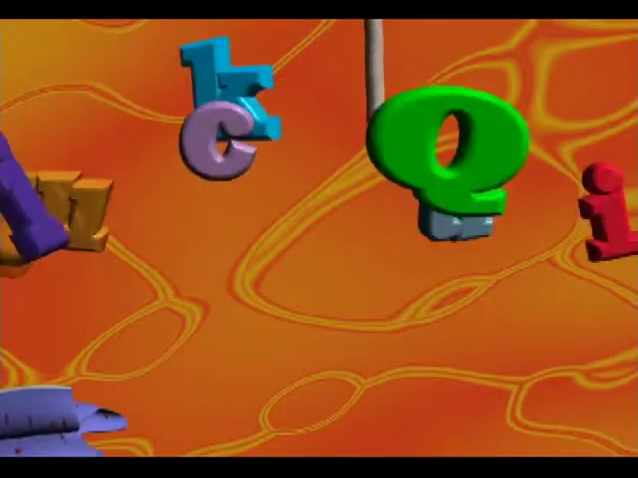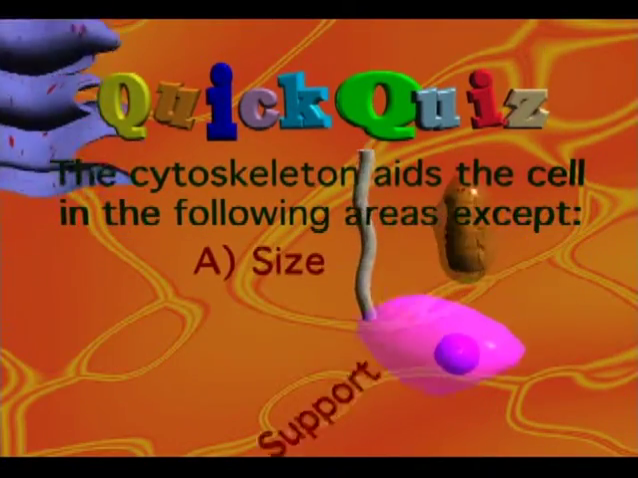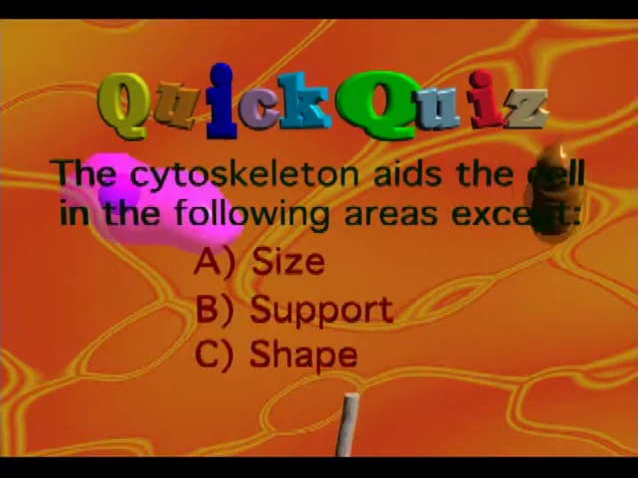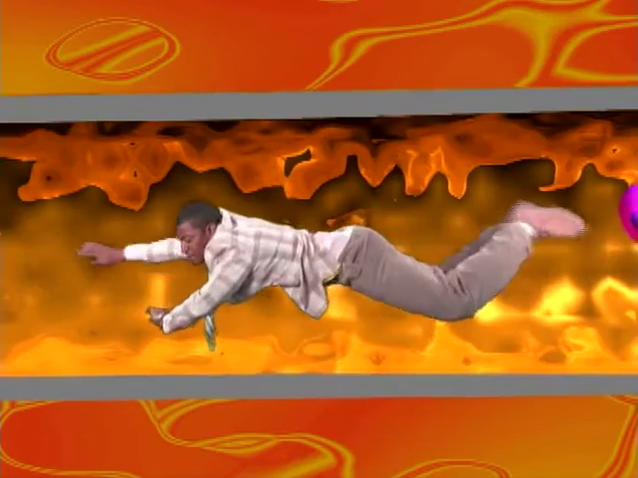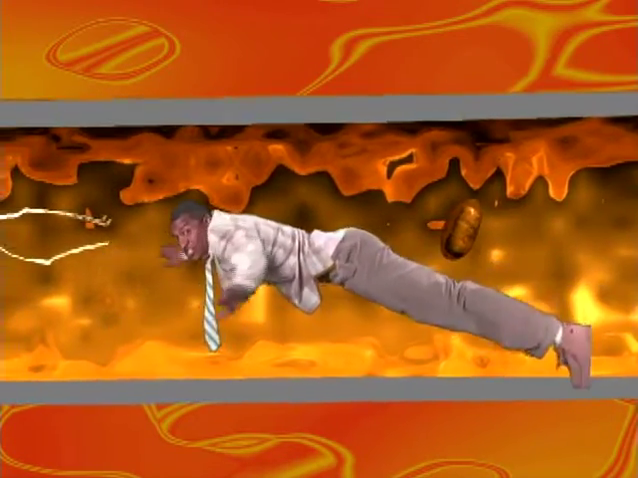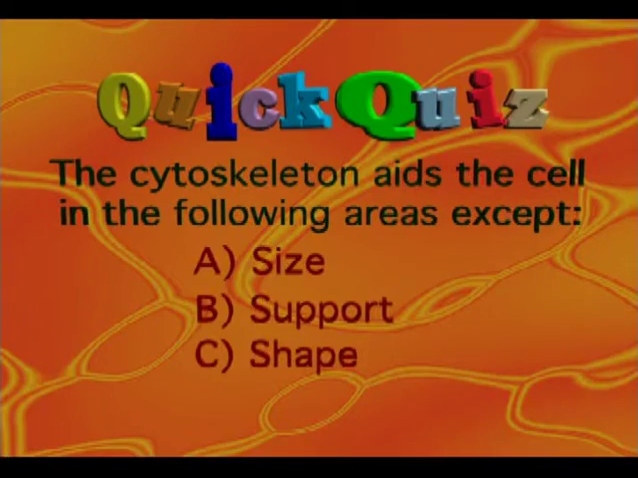The cytoskeleton aids the cell in the following areas except A, size, B, support, or C, shape. Take a second to think about it. You think you got an answer? Well, we know that the cytoskeleton provides support, shape, and strength to the cell. Therefore, the answer is A. The cytoskeleton does not determine the size of the cell.